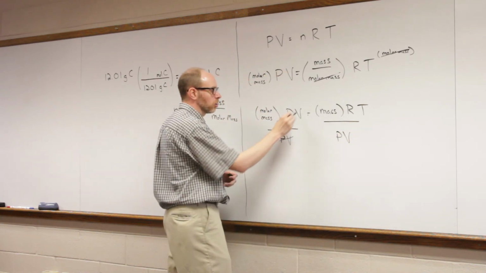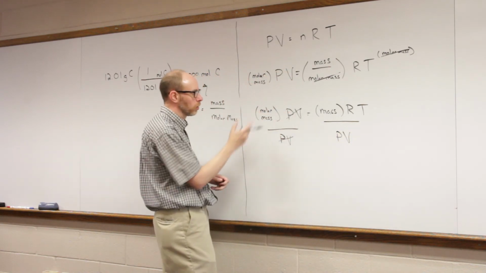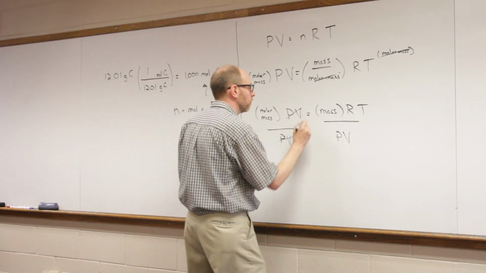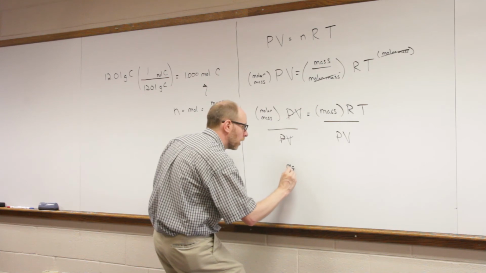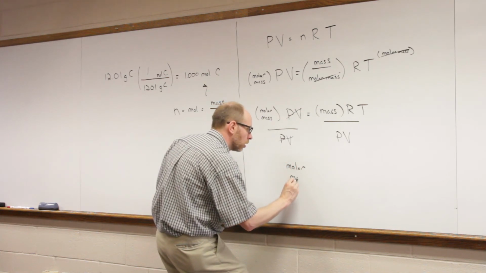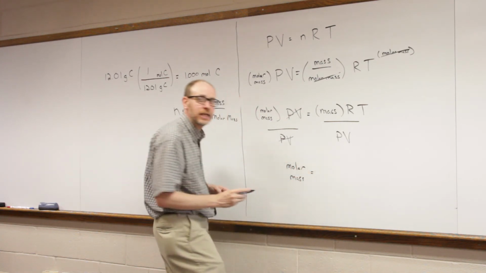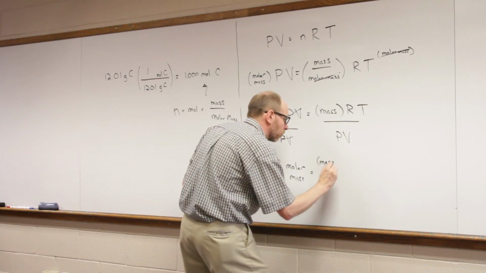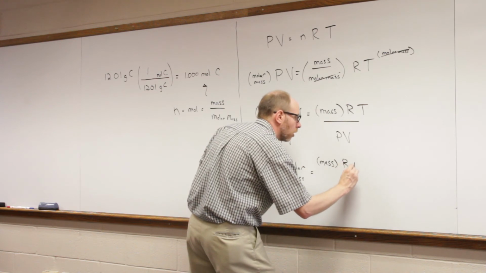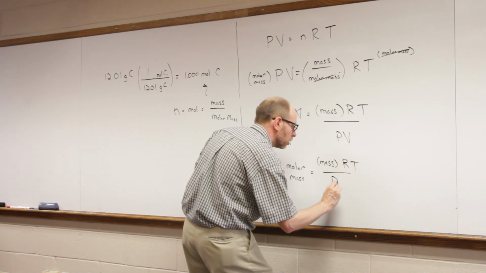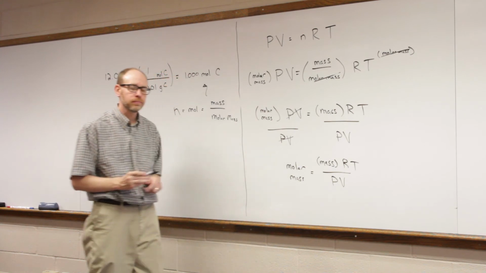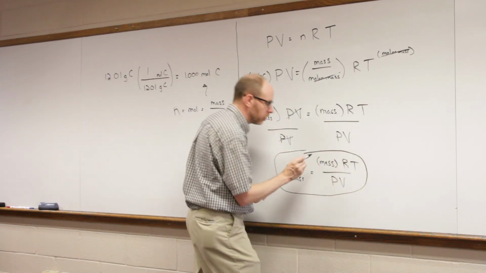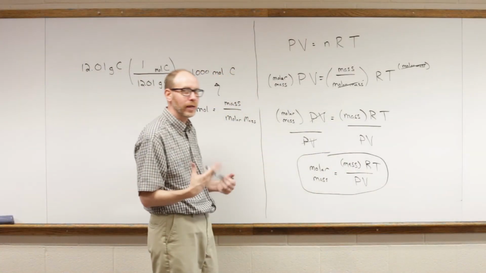When we do that, pressure times volume crosses out. We're left with molar mass all by itself on the left-hand side of the equal sign. And so we find that the molar mass of whatever ideal gas we're dealing with is just the mass of that ideal gas times R times T over pressure times volume.